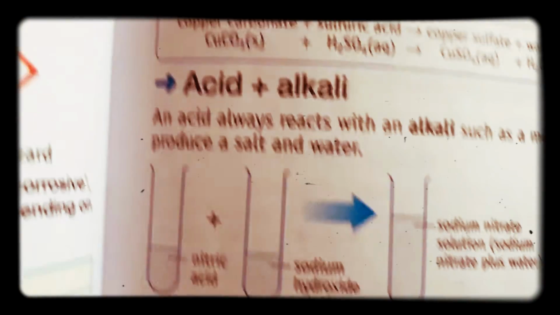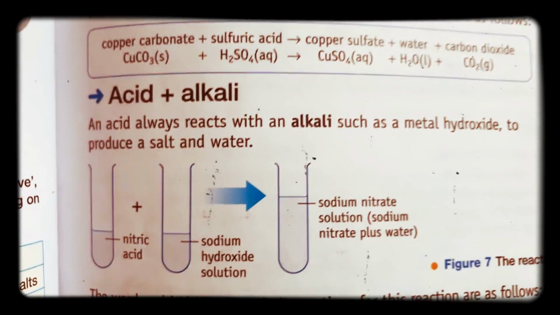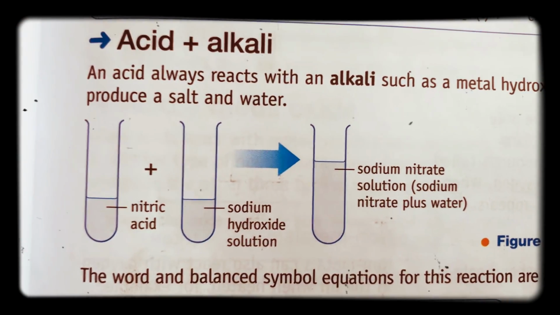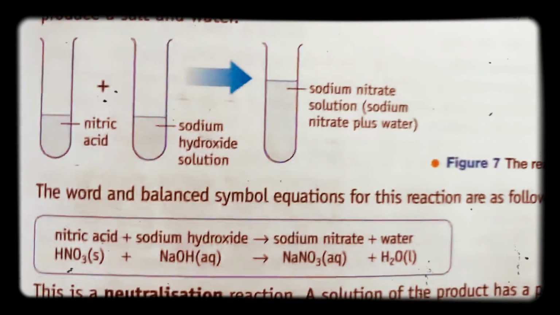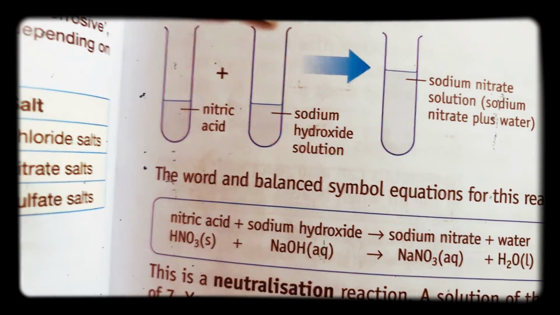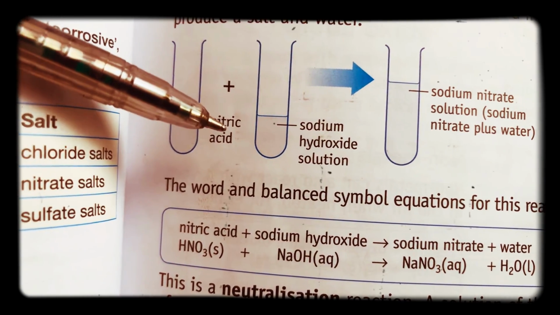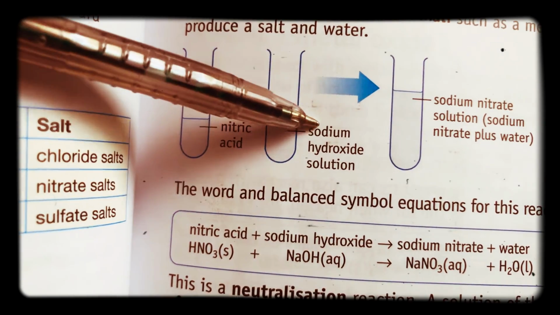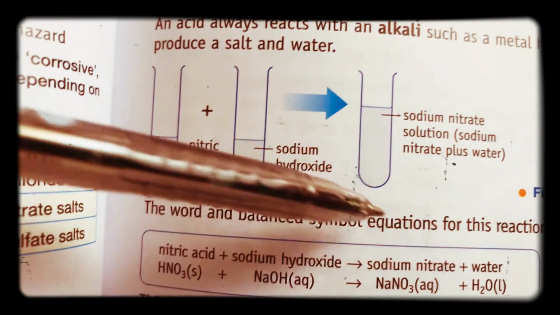Now, the final thing that you need to know about is acid plus alkali. So an acid always reacts with an alkali, such as a metal hydroxide, to produce a salt. So that's the third time a salt has been produced, and water, okay? A salt and water. Can you remember what type of salts form from nitric acid? Which one of these salts? It is nitrate salt. So here's the name of the metal, sodium nitrate forms, okay? So sodium nitrate's there, all right?